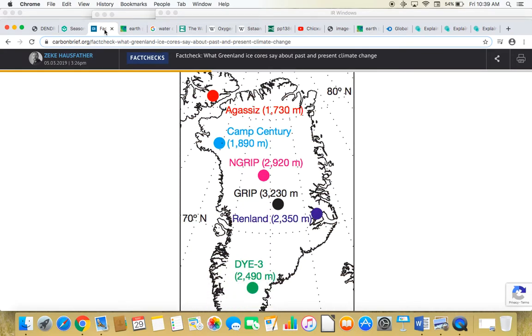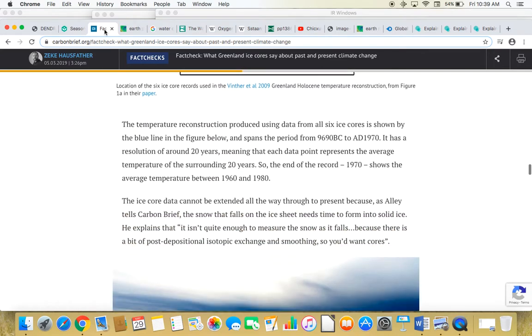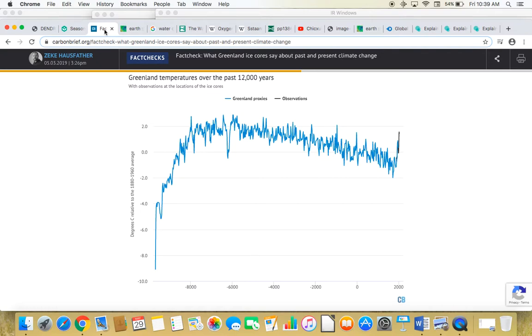Now, of course, when you do this, you don't just take one core, you take several cores, and you get a collective story from the cores that you find across a large area, like is shown in this study right here. Now, what have they found? Here is a diagram of what they found for temperature in Greenland for the past 12,000 years. If you look 12,000 years ago, it was a lot colder because they were in the middle of an ice age, some 9 degrees colder than it is right now.